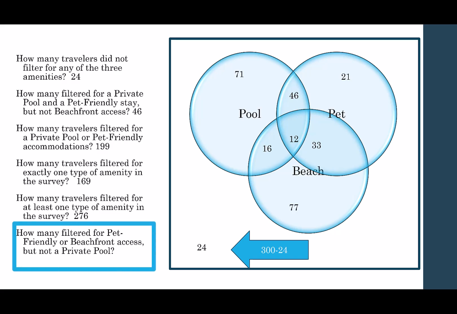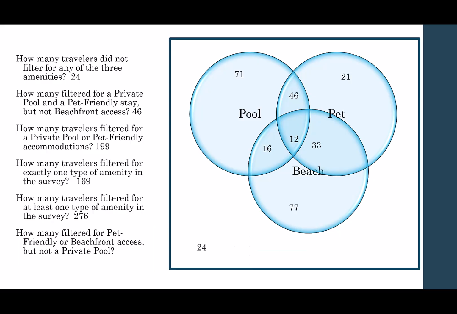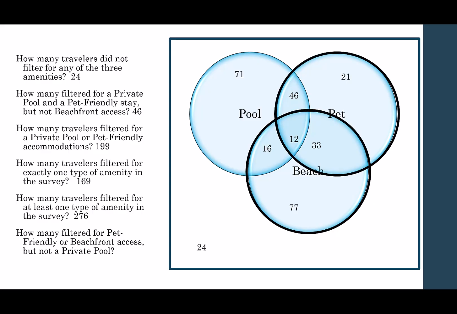The last thing we're finding is how many filtered for pet-friendly or beachfront access but not a private pool. Let's start by looking at pet-friendly or beachfront. So we have our two big circles. What we want to get rid of is any intersection with private pool. So we get rid of the 46, 12, and 16. We need to add up 21, 33, and 77, which gives us 131.